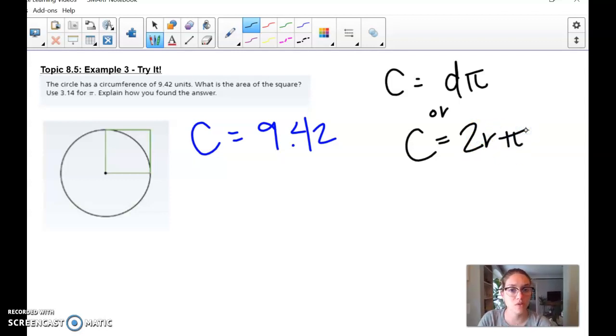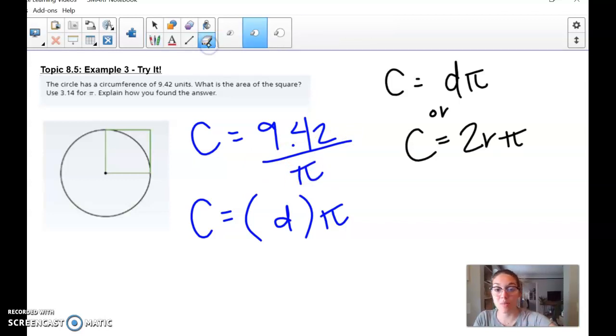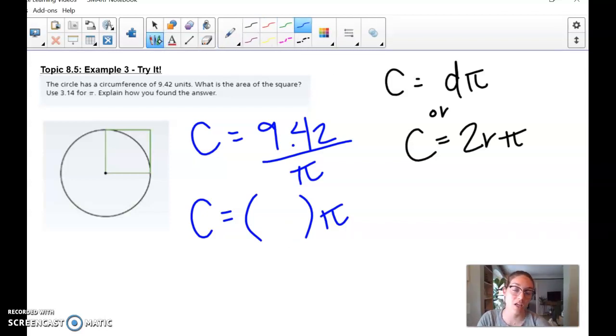So I can use either one of those, but in order to separate out, I need to know what I'm multiplying pi by, so what the diameter is times pi in order to get 9.42. So in order to know what I'm multiplying pi by, I'm going to divide by pi. If I divide by 3.14, which is what my problem says, that's going to give me an accurate answer. I end up getting 3 as my diameter.